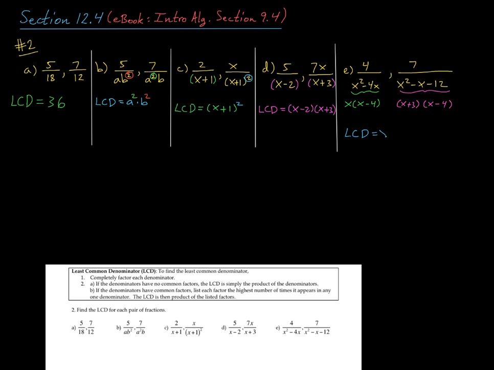Okay, so now to build our LCD, I just lay out the distinct factors. So I'm going to need an x. I'm going to need an x plus a 3. And I'm going to need an x minus a 4. And notice here, since everything is just to the first power across the board, the exponents for the LCD will also all be 1. Okay, that's going to do it for this question. Thanks.